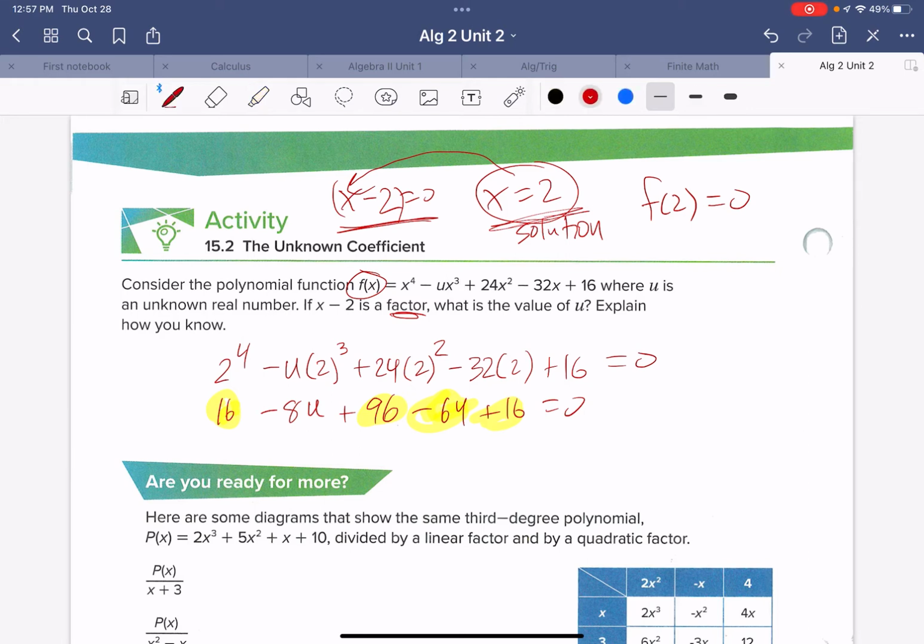So now we know that negative 8u plus 64 is equal to 0. So what does u have to be? u has to be 8, because 8 times negative 8 would be negative 64. So u is negative 8.